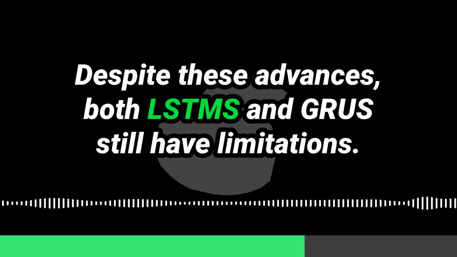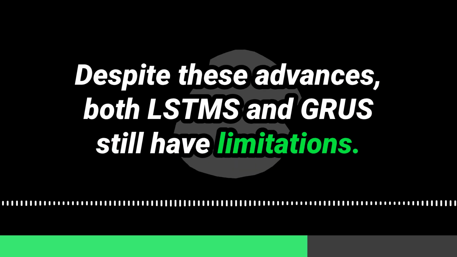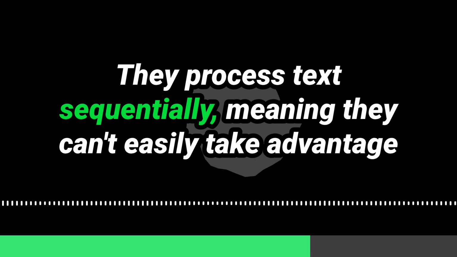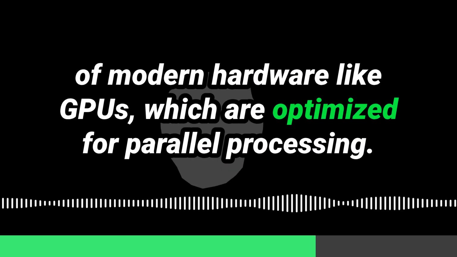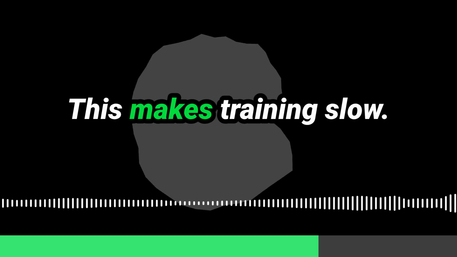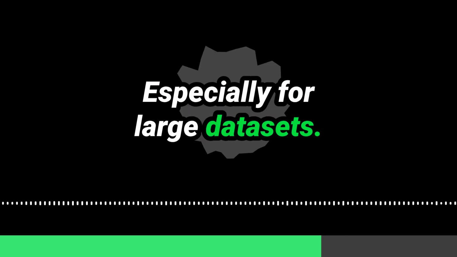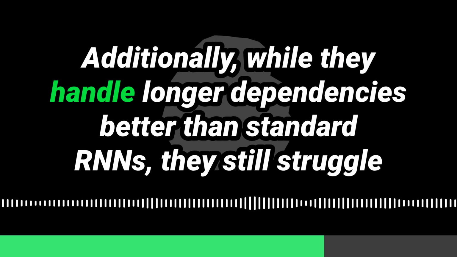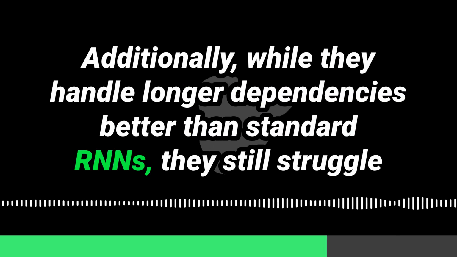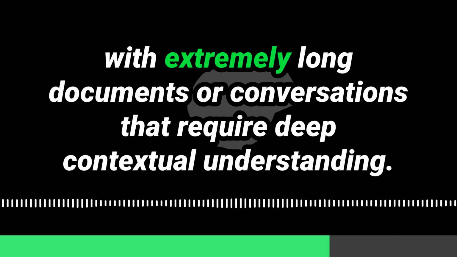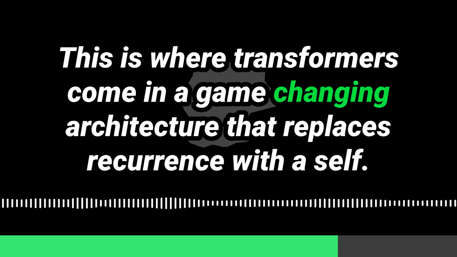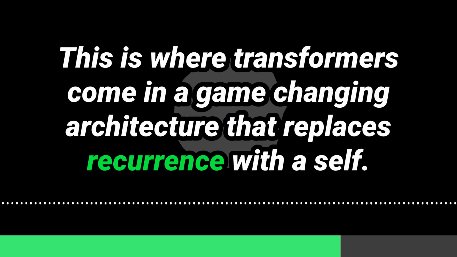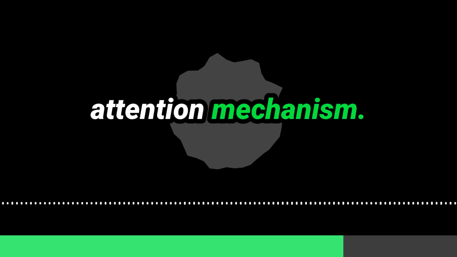Despite these advances, both LSTMs and GRUs still have limitations. They process text sequentially, meaning they can't easily take advantage of modern hardware like GPUs, which are optimized for parallel processing. This makes training slow, especially for large datasets. Additionally, while they handle longer dependencies better than standard RNNs, they still struggle with extremely long documents or conversations that require deep contextual understanding. This is where transformers come in, a game-changing architecture that replaces recurrence with a self-attention mechanism.